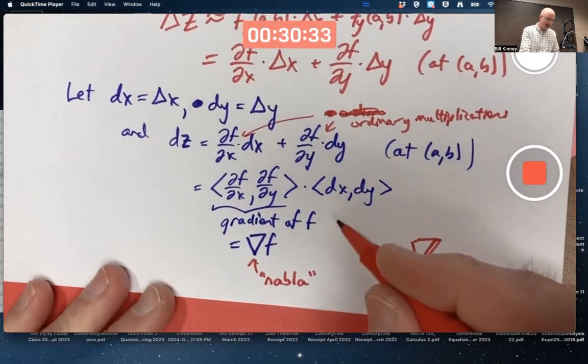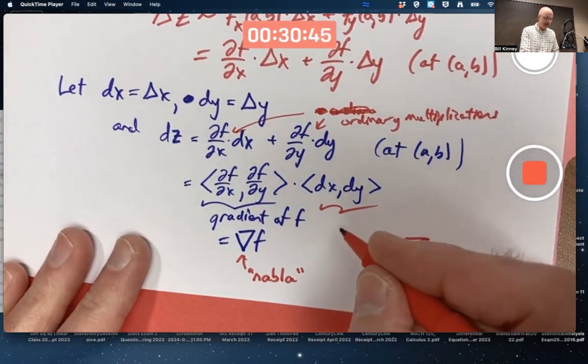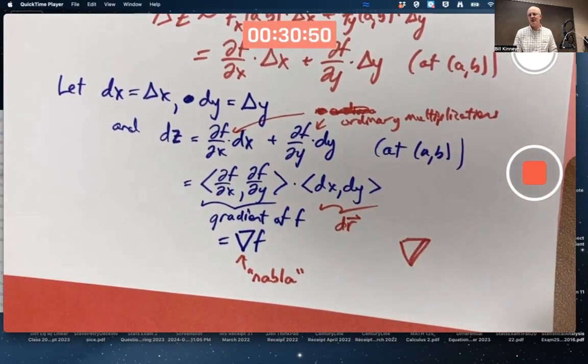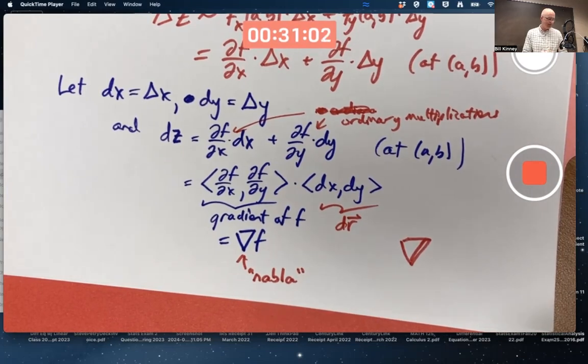And what's this thing here? That's just another vector with these new variables, dx and dy. Should I give it a name? Maybe the best thing to call it is dr vector. It's somewhat traditional to put the vector just above the r instead of the entire dr. I don't know that we always use this notation, but it's good enough for the moment.